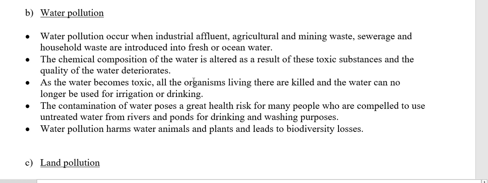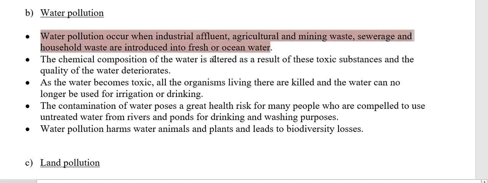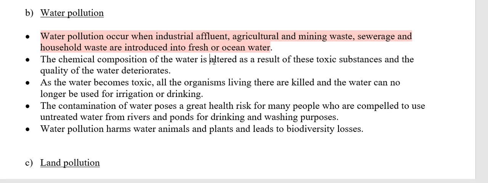Okay, if we look at water pollution, what is water pollution? There's your definition. Water pollution happens when anything goes into our water. Any foreign object goes into the water that we use, whether for drinking or whatever we use it for. So when industrial effluent, chemicals, any waste that comes from industries, agricultural waste, mining waste, sewage, any household waste is introduced into fresh or ocean water. So for example, if we drink with plastic straws and we put the plastic straws in the garbage and somehow that straw ends up in the sea, that is creating water pollution. If there's a sewage leak and the sewage leaks into a river, that is water pollution. If industries dump their waste into the water, that is water pollution.